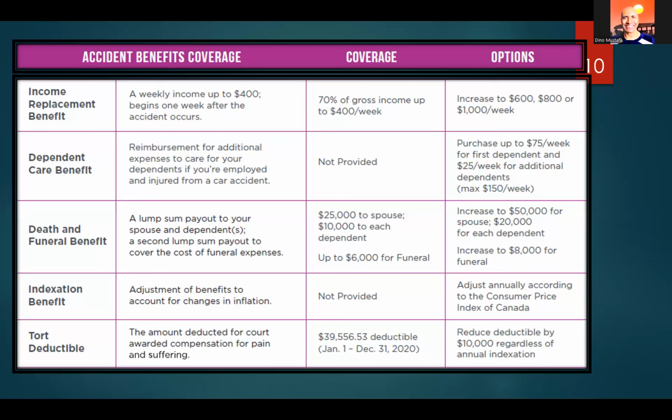So let's say in my example, you're receiving $1,000. You're going to receive $1,067 if the rate of inflation is 6.7%. If it's 7%, then you're going to receive $1,070. So what it does is adjust the benefits to account for changes in inflation. That's the definition. The standard benefit doesn't provide it, so you have to pay extra money to get this benefit.